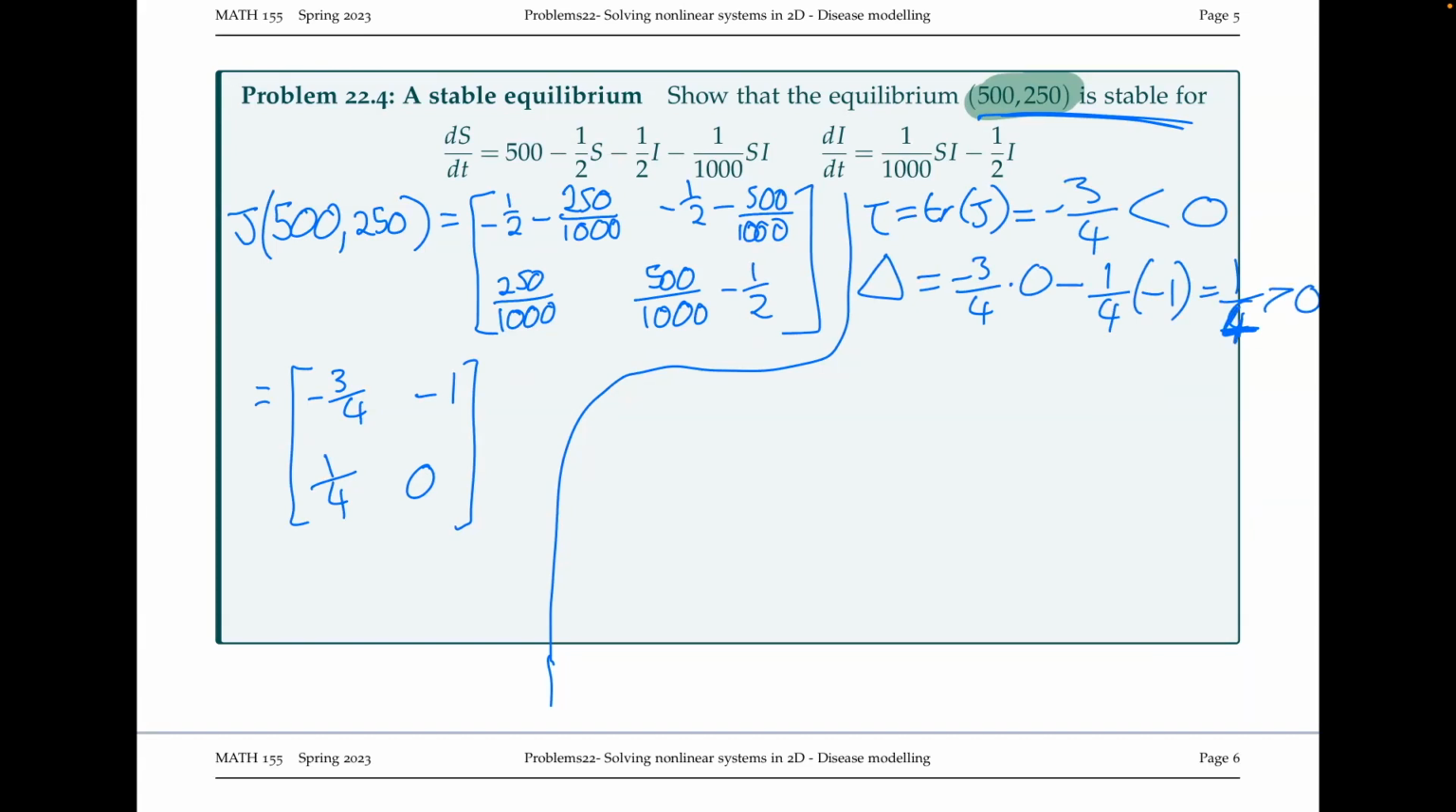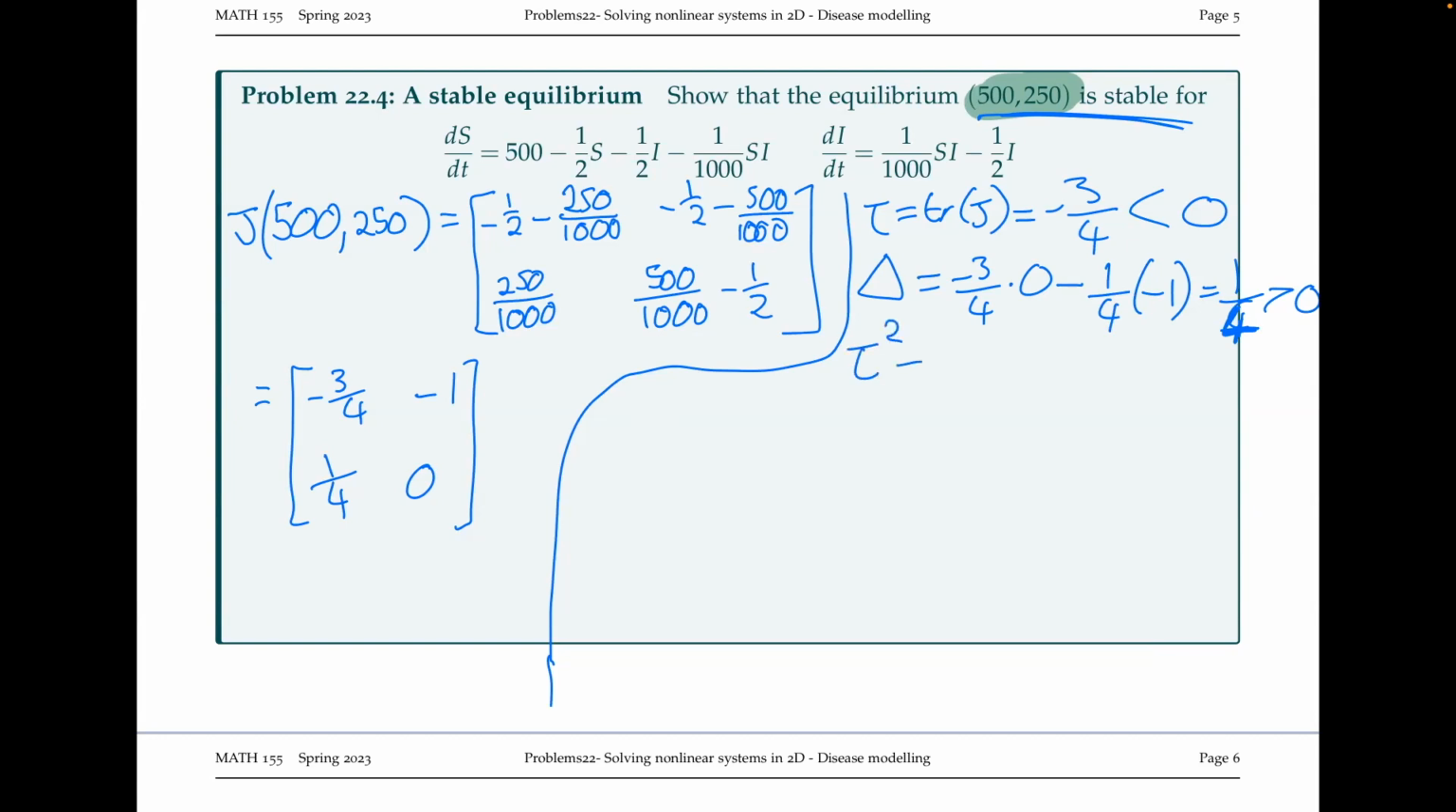If we go back to our diagram, I won't put it up now because I'll have to find it in my notes. If we have a negative trace, so we're on the left-hand half of that diagram, and we have a positive determinant, so we're in that top left quadrant of our diagram showing the stabilities. And there it says that we either have a stable spiral or a stable node. So both of those are stable, so actually we could stop at that point. But let's go a little bit further. We've shown that it's stable.